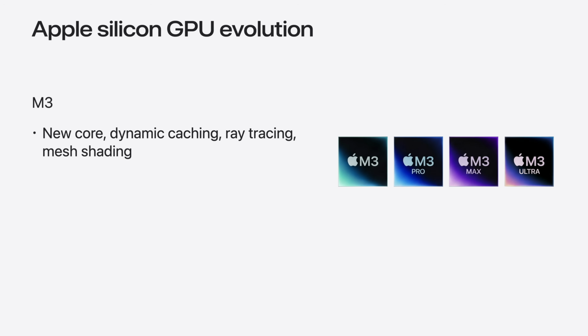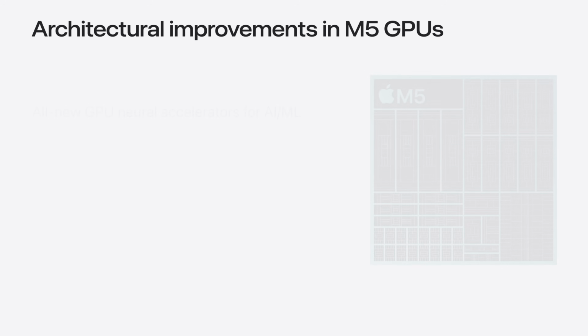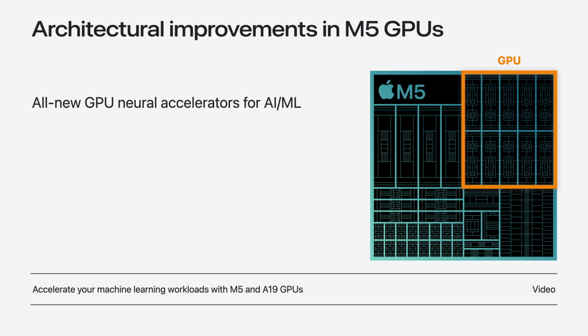It was a major leap in both performance and efficiency. M4 had faster cores, a 2x faster ray tracing engine, and a higher memory bandwidth, helping developers deliver high-quality visuals in real time. M5 continues this momentum with some significant advancements across multiple categories. GPU neural accelerators bring AI and ML acceleration directly onto the GPU. If you're working with ML workloads, check out Accelerate Your Machine Learning Workloads with M5 and A19 GPUs for details.